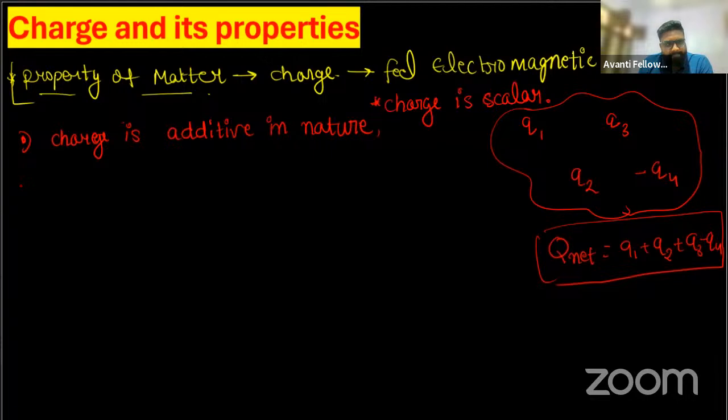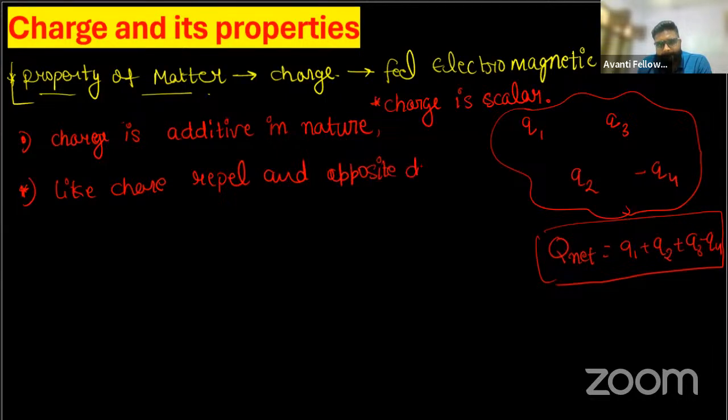Another point you can add is that like charges repel and opposite charges attract. Okay? Which means if there is a positive and positive charge, which means we have the same charge, so same charges will repel. If we have positive and negative, then they will attract each other. Okay? Got it? Because they are opposite in nature.